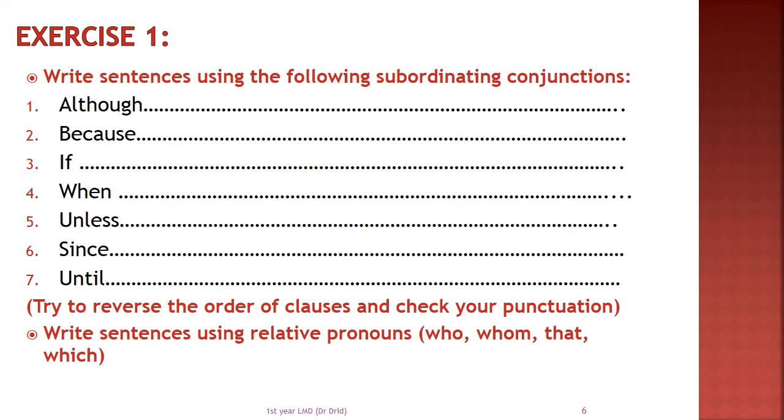When you finish writing these sentences, try to reverse the order of clauses. You put the subordinate clause after the main clause and check your punctuation. Think about whether you should use a comma or you shouldn't use it. The second part of the exercise, write sentences using relative pronouns: who, whom, that, and which.